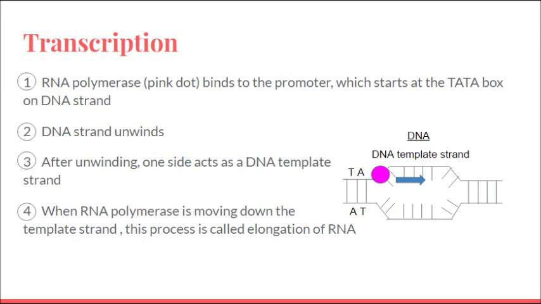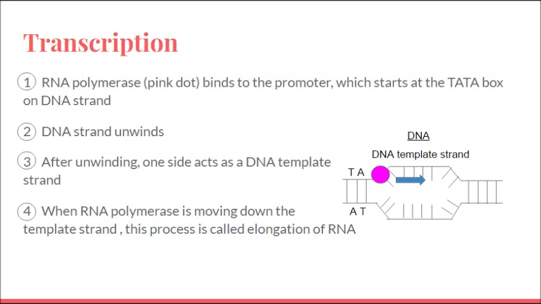Transcription is a process where parts of DNA are copied into RNA. This process occurs in the nucleus of a cell. RNA polymerase is an enzyme that binds to the promoter, which starts at the TATA box of the DNA strand. This causes the DNA to unwind and split into two different sections, as shown in the image.